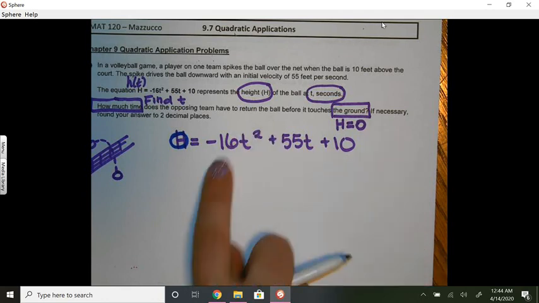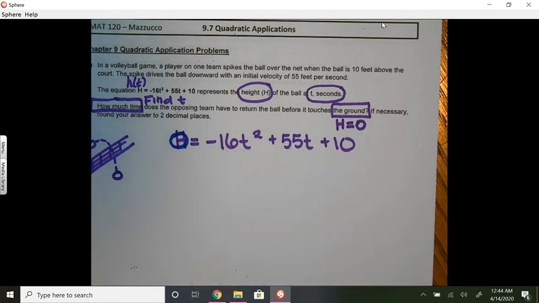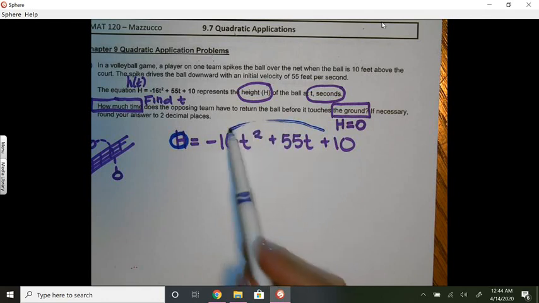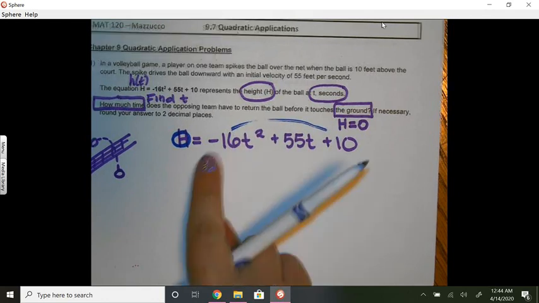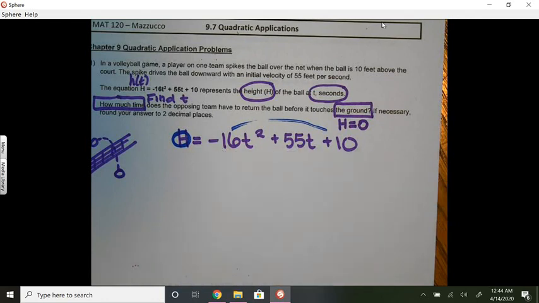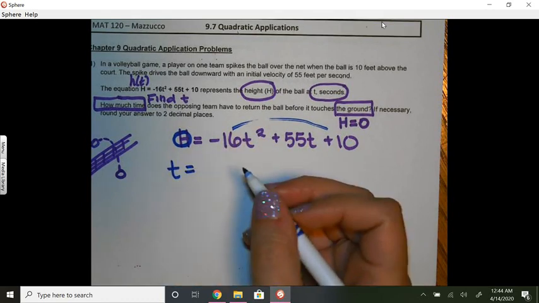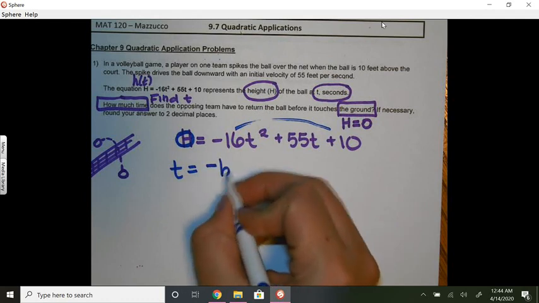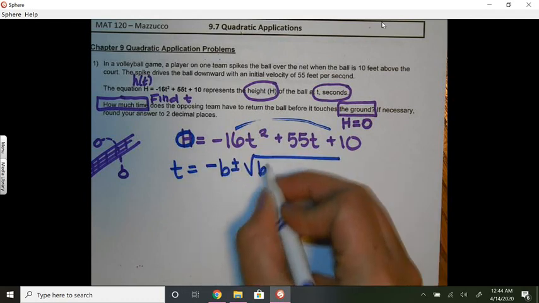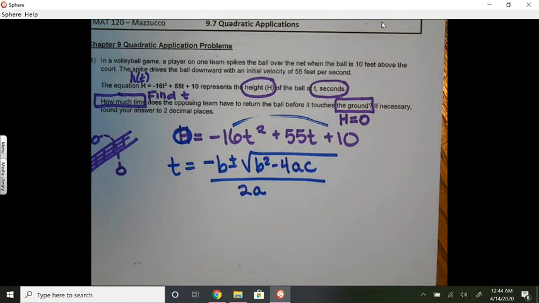So one thing we could do is see if anything can divide all of these numbers here, which in this case there is nothing that goes into negative 16, 55, and 10. So now to solve this, we could try to factor it, except we don't want this to be negative if we're going to try to factor, so we should divide everything by negative 1. But because these numbers are pretty large, I'm going to go ahead and actually use the quadratic formula. So remember that would be negative b plus or minus the square root of b squared minus 4ac all over 2a. And that is a formula that you do need to memorize.